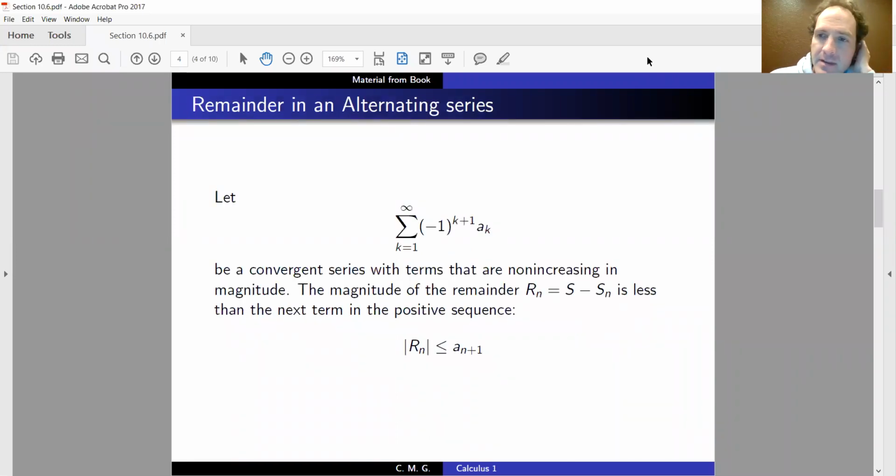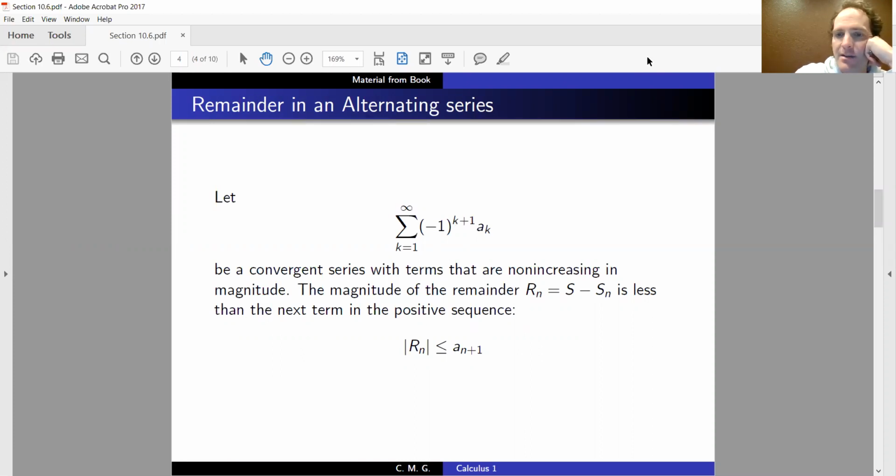So that's pretty cool. What else do we need to know? What else we would like to know is this remainder. Remember, the remainder is the total sum minus the partial sum. The magnitude of this remainder is less than the next term in the sequence. This sequence is a non-negative sequence, a positive sequence-ish.